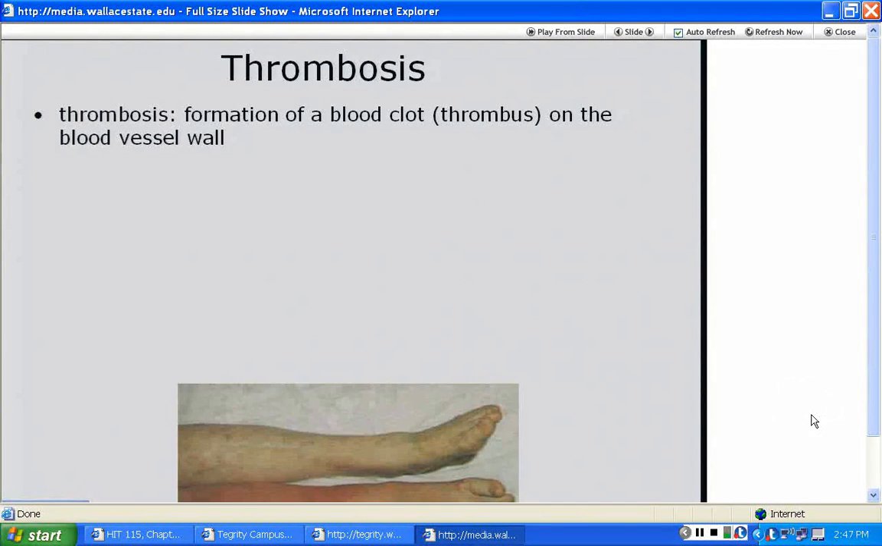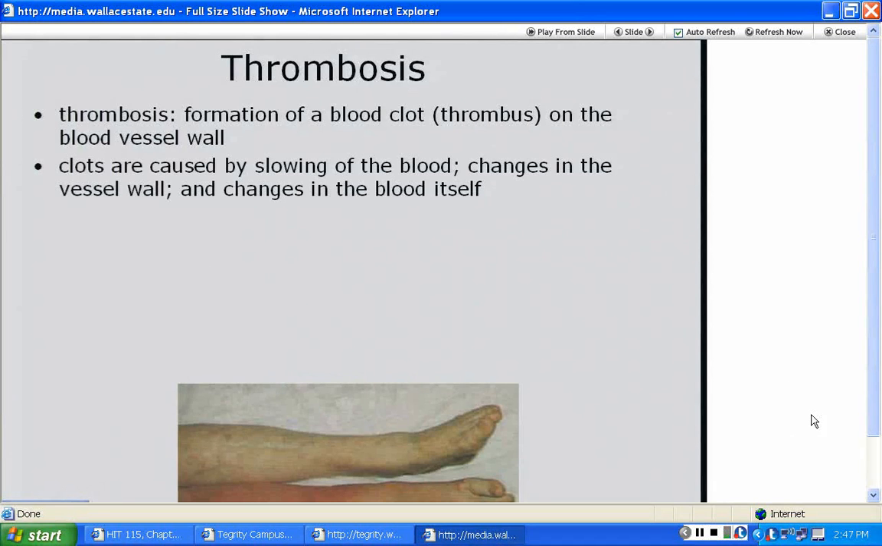Now, formation of a blood clot is a good thing when you need it. When you are cut, or if you have surgery, you're cut in surgery or an accident, you need blood clots to form so you won't lose blood. But then there are cases where a blood clot forms where it's not needed, like in the case of this patient, that person's got a blood clot in their leg.